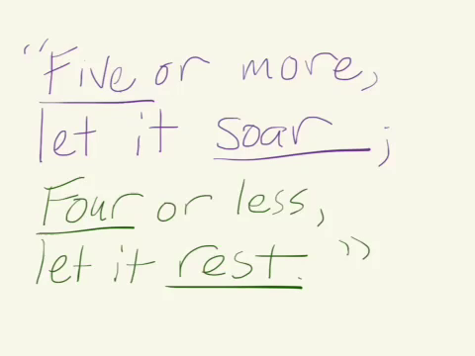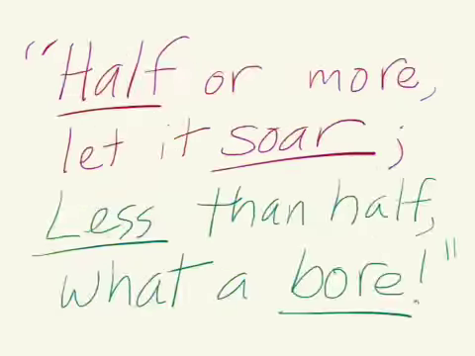So let's write that rule. You should have this rule written down. Half or more, let it soar. Less than half, what a bore. Because it would just rest with the whole number that it currently had. We wouldn't get to bump up that whole number to the next one. So we need to think of the 5 that we learned about in previous years as the halfway point. So if it's half or more, let it soar. Less than half, what a bore. Let's see how this works with some actual fractions.